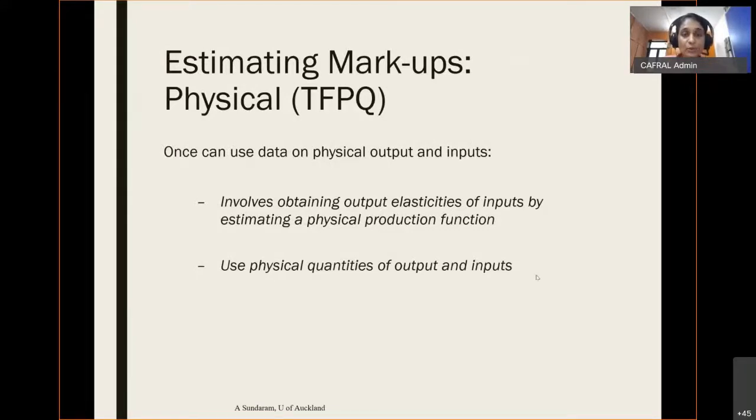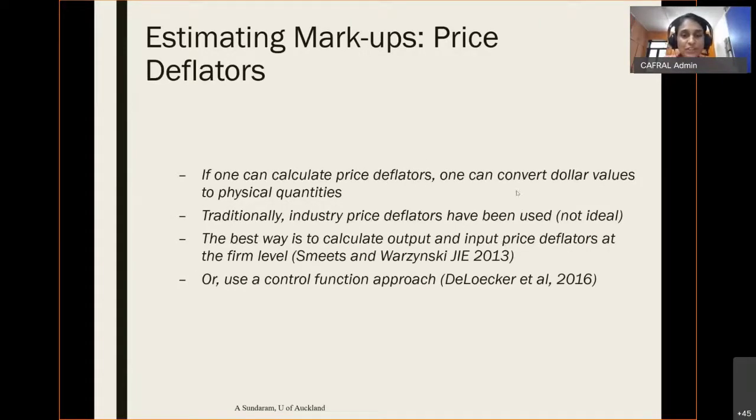So you can estimate TFPQ if you're lucky enough to have physical data on outputs and inputs, or you can actually use price deflators. I would point people to the Smeets and Warzynski JIE paper in 2013 that tells you how to construct price deflators at the firm level, so that you don't have to work with revenue production functions anymore. You can just deflate everything at the firm level, and you can work with physical TFPQ production functions, right? So look up the Smeets and Warzynski paper.